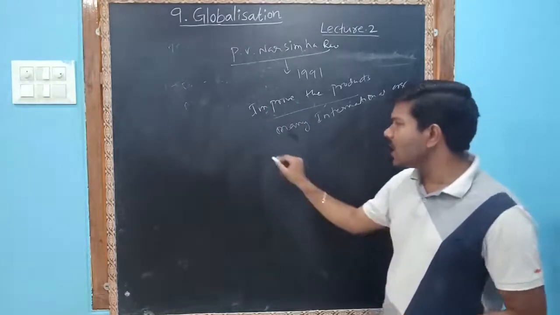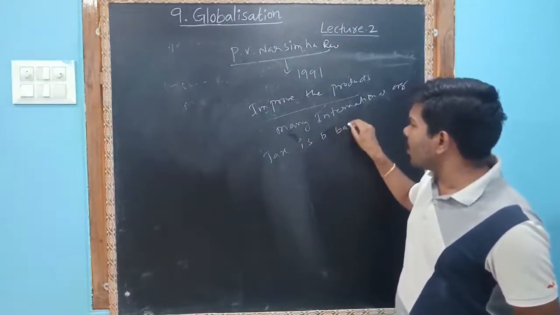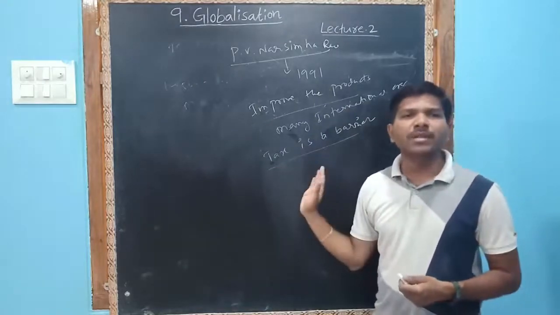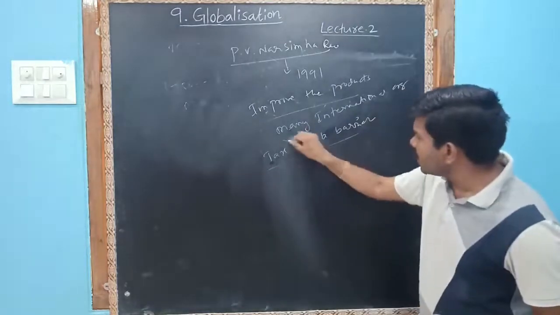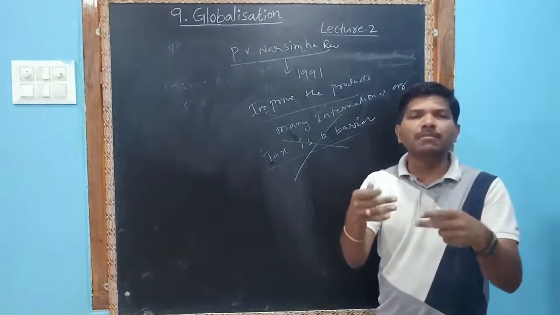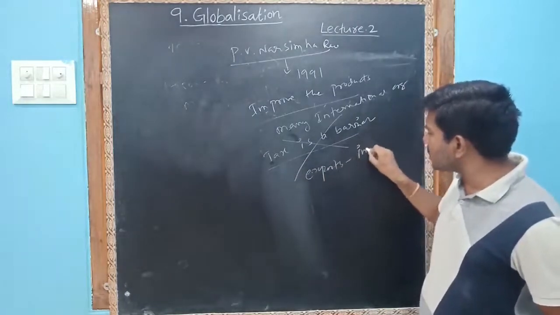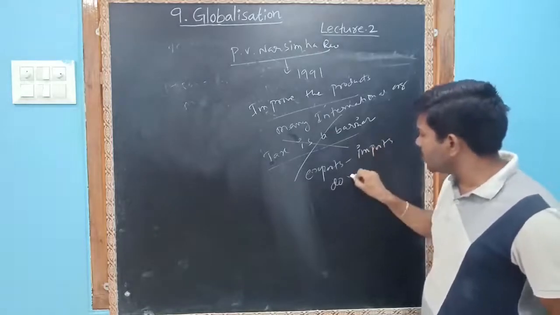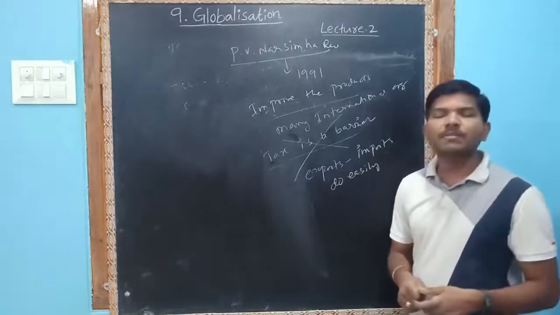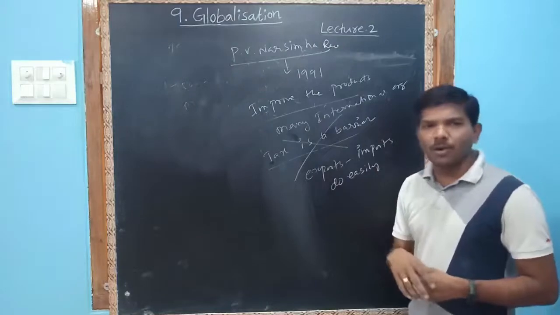Because they understand that tax is a barrier on business. Tax is a barrier, okay? So if the tax is removed, this barrier is removed, and exports and imports can be done easily. They wanted to do exports and imports easily, so many international companies also welcomed the decision taken by P.V. Narasimha Rao during 1991.